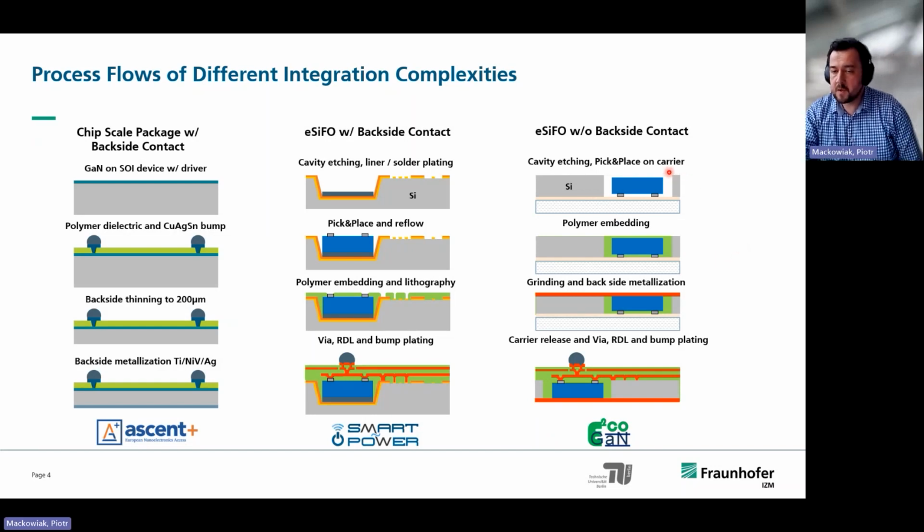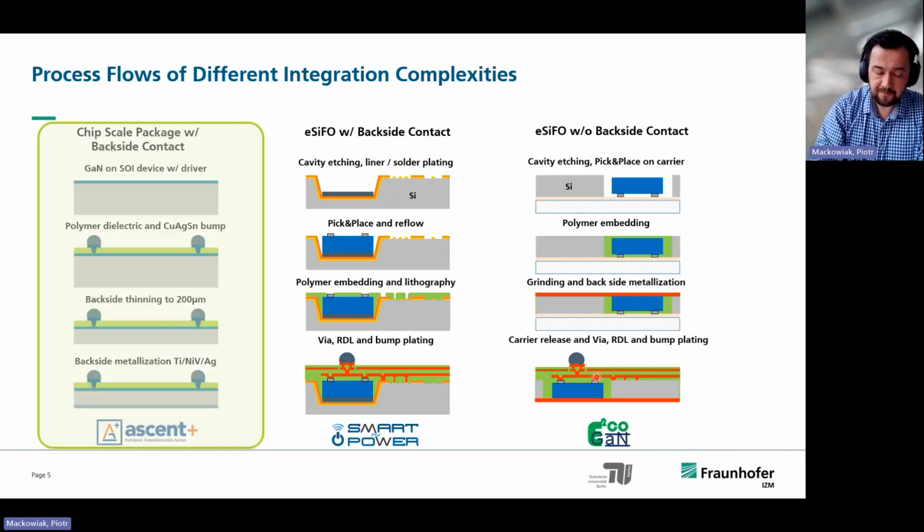After we assembled and placed the chip into this cavity, we will polymer embed it. And then we could also have another grinding and backside metallization so that we are really flush mount. And with this, we can flip the chip again and have some redistribution layers and bump plating on top. So this is the rough overview of the process that I want to show you in the next slides. But we'll start with the first one and dive a bit deeper into it.